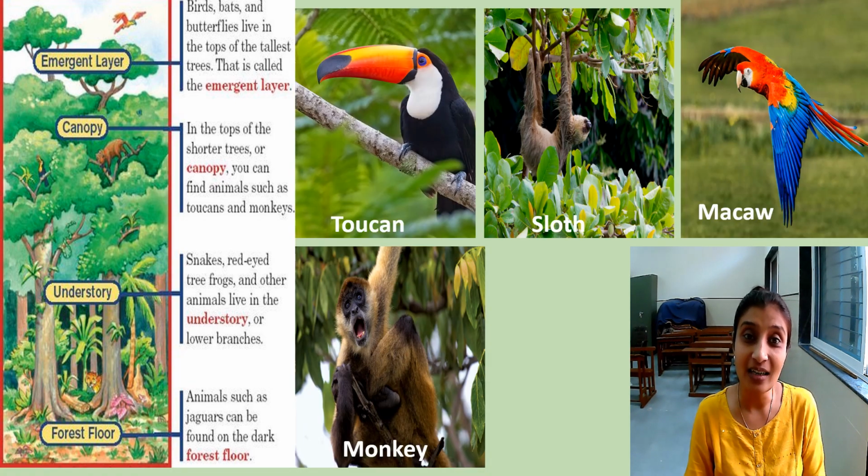In the canopy layer, you will find animals such as toucan, sloth, macaw, monkeys. Look here children. Here this is a toucan. They are brightly marked and have large, often colorful bills. This is a bill. It looks like a parrot. Toucan has a tough beak to get food like hard nuts that others cannot crack.